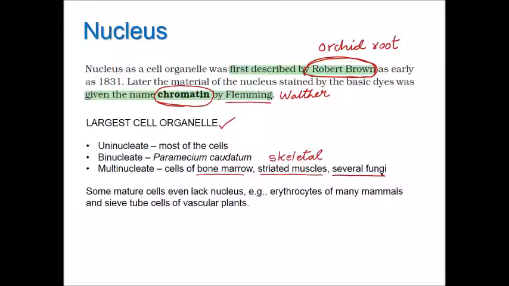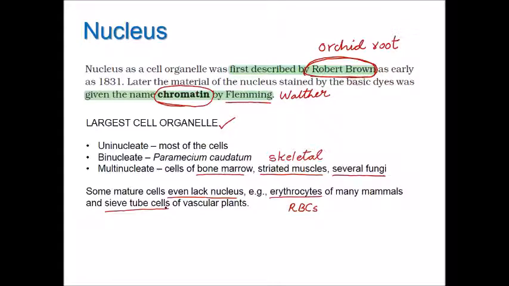Next one, some of the cells of our body lack a nucleus. For example, erythrocytes. What are erythrocytes? Which cells are also known as erythrocytes? Or which cell of our body lacks nucleus? It's red blood cells. Yeah, red blood cells. So erythrocytes are nothing but red blood cells. So red blood cells of most of the mammals, including human beings, and sieve tube cells of vascular plants.